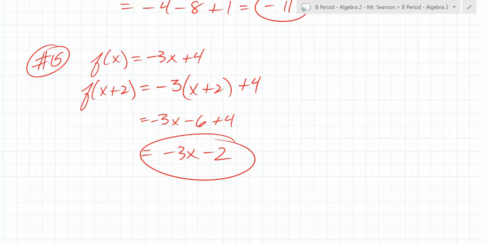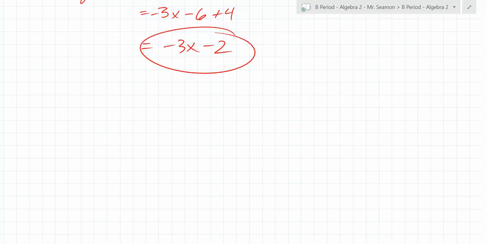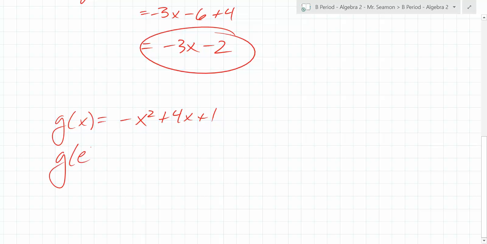Okay, but for number 12, it was okay to just leave it as negative k squared. There's nothing else you can do to that. Okay, and then for another one. So g of x, what was g of x? g of x was negative x squared plus 4x plus 1. So it's asking for g of e. What do you plug in for x? Just e. You leave it like that, correct. There's nothing you can do to that at this point.